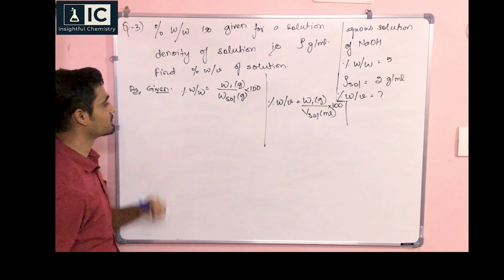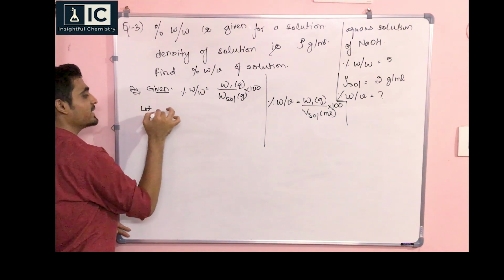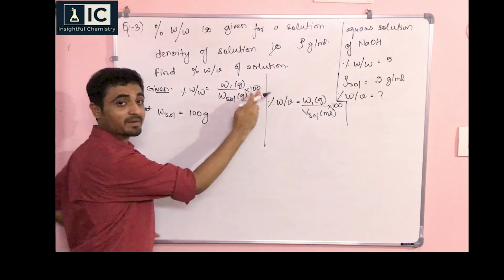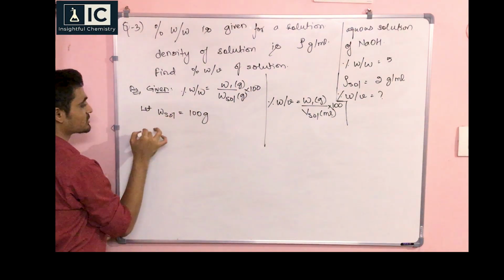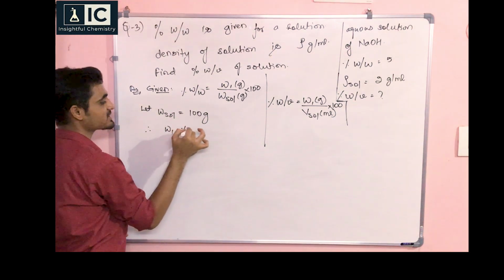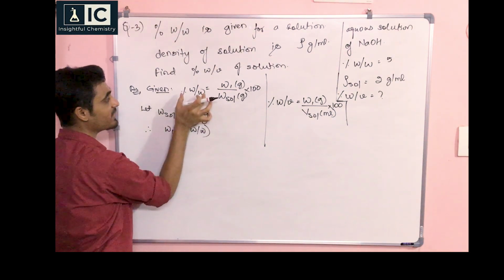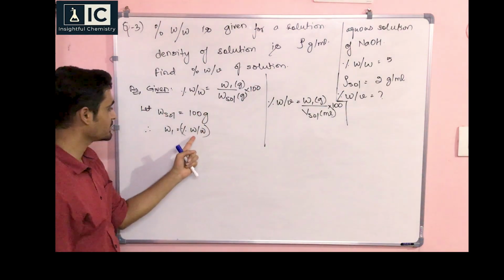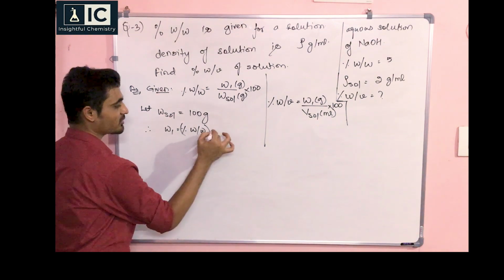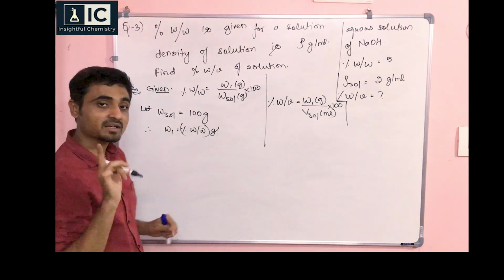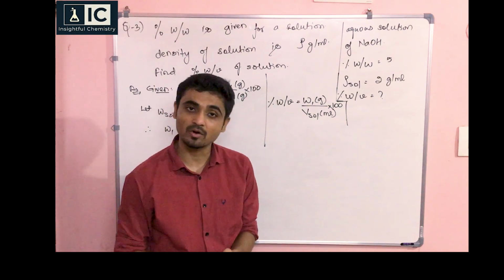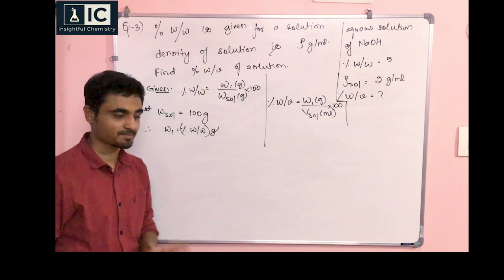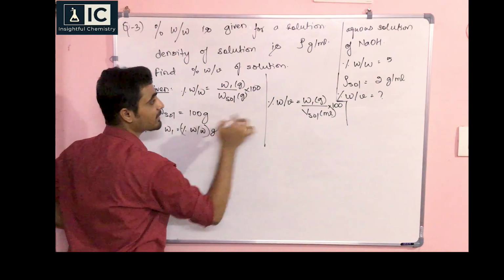Understood? So let's start. Let weight of solution equal 100 gram, because whatever is multiplied, you just take that 100 gram. Therefore W1 is equal to percent W by W. In this case W by W will be equal to 5, so I'll simply put here 5. And what will be its unit? Gram. See, units are very important. Without units you will get highly confused, so always put units throughout the process. Fine, so I have got W1.